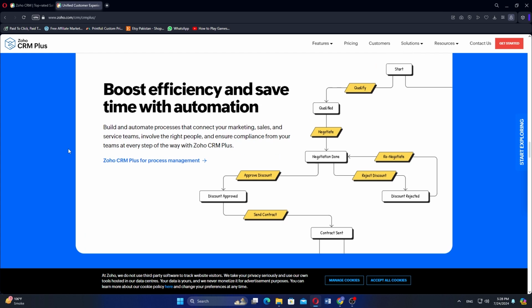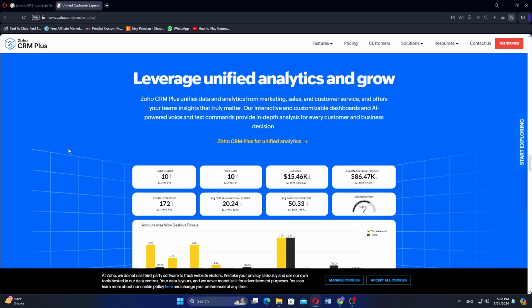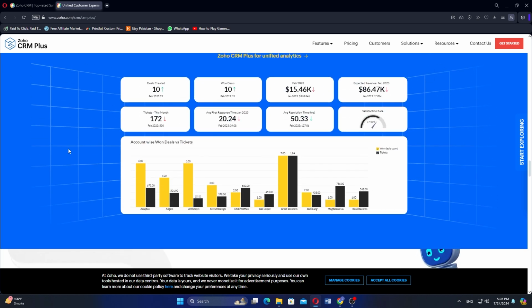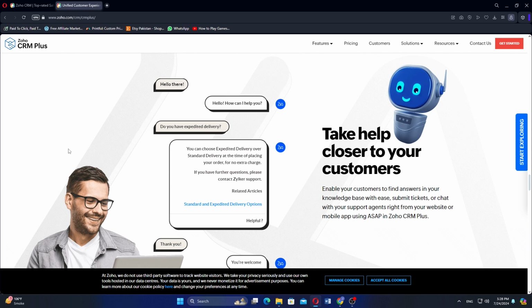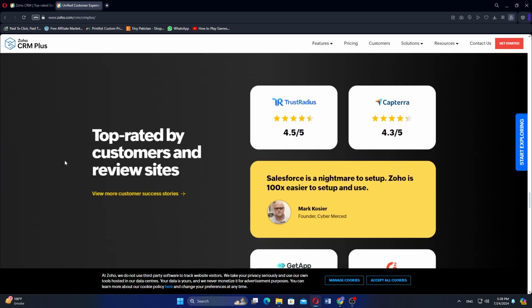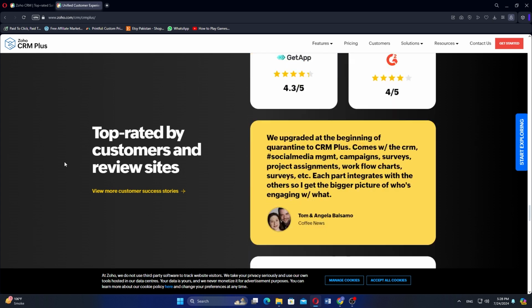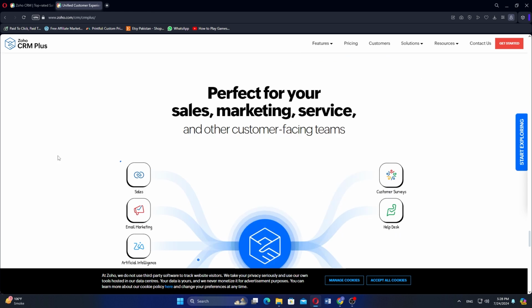and efficiency across departments. Choosing between Zoho CRM and Zoho CRM Plus depends on your business needs and the level of integration you require. Zoho CRM is ideal for businesses seeking a robust CRM solution with essential features for managing customer relationships. Zoho CRM Plus is better suited for businesses looking for an integrated suite of tools to manage sales, marketing, customer service, and more in a unified platform.